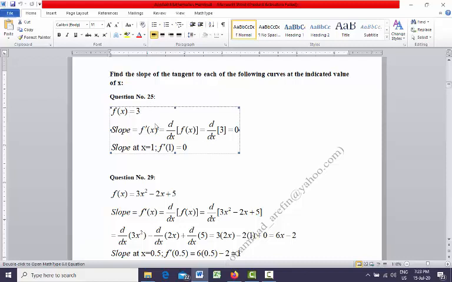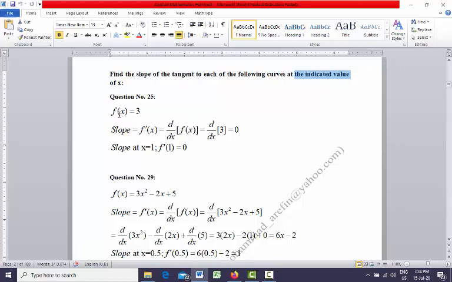So the question is asking us to find the slope not of the curve, but of the tangent. But remember, at the point of tangency, where the tangent touches the curve, the slope of the tangent and the slope of the curve are the same. So to find the slope of the tangent at the indicated value of x, we just need to find the slope of the curve itself.